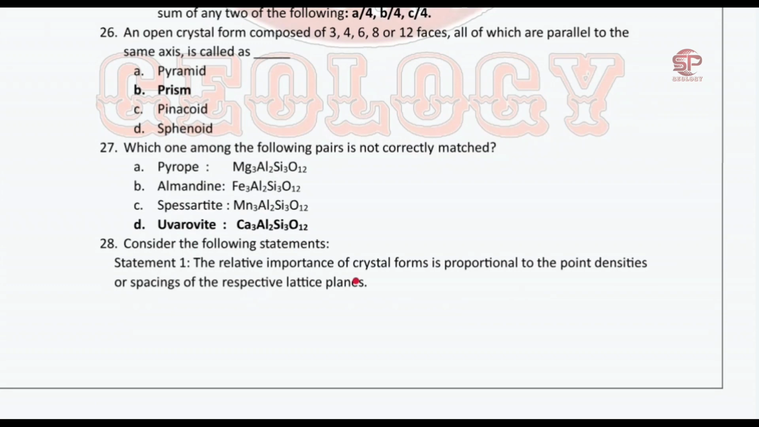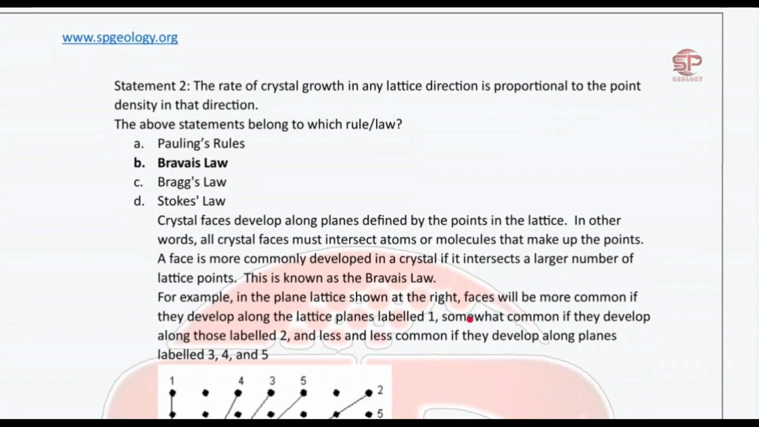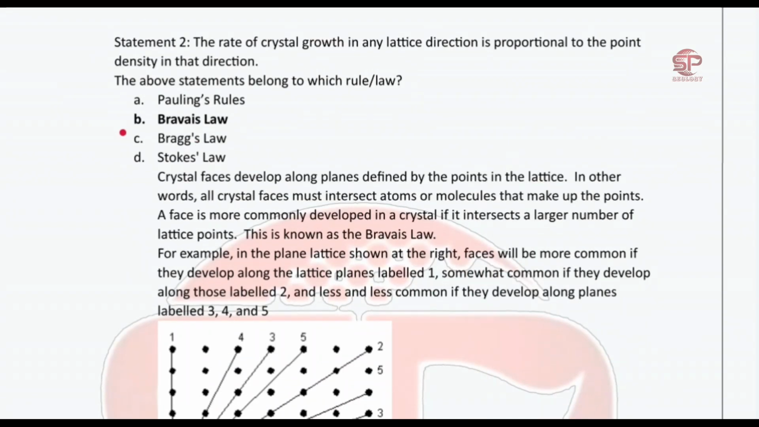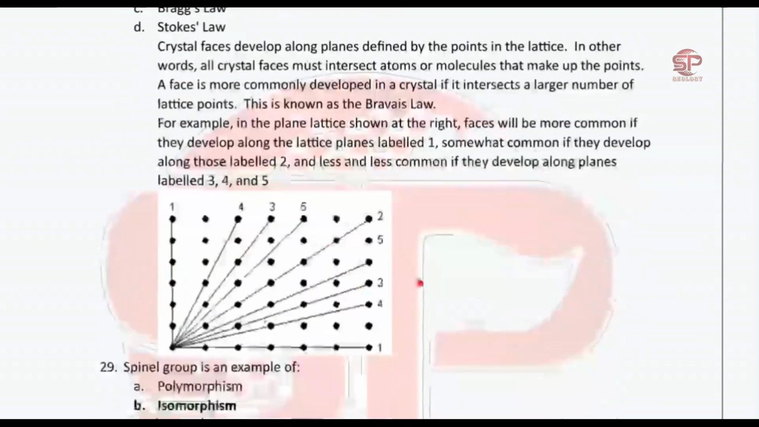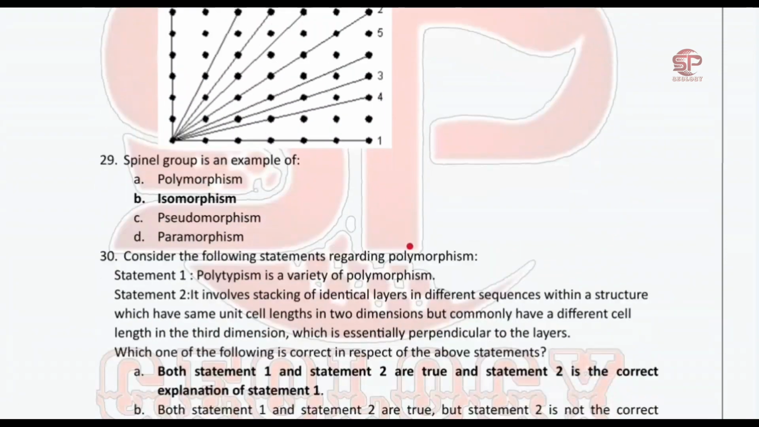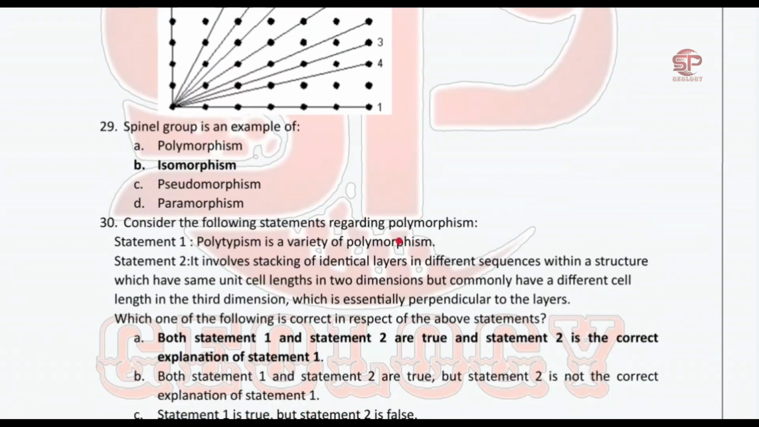And this is also correct: the relative importance of crystal form is proportional to the point density or spacing of the respective lattice plane, because if there is less spacing between lattice planes, growth in that direction will be more. So it will be Bravais law. Then spinel is an example of isomorphism, or rather isostructural.